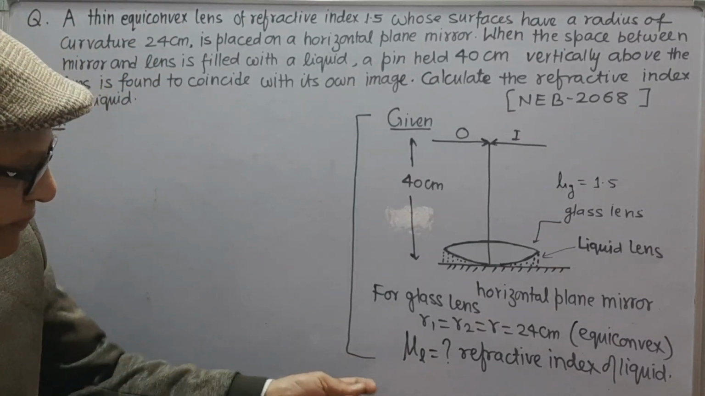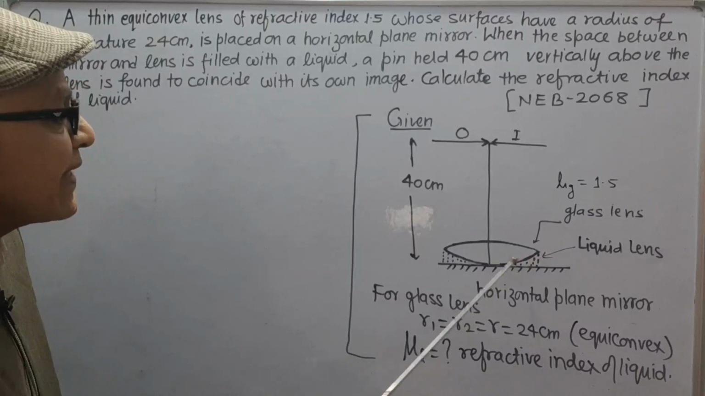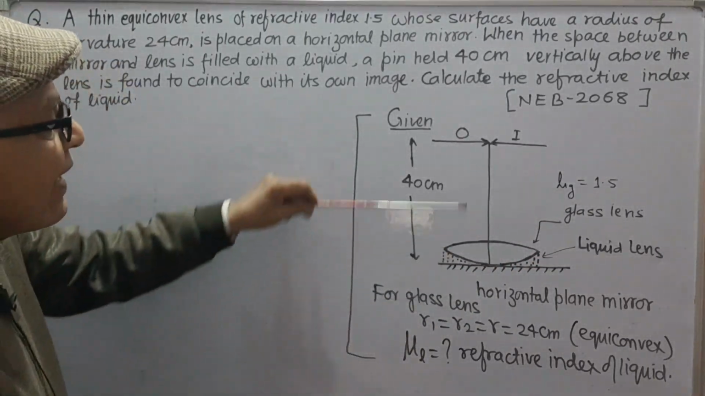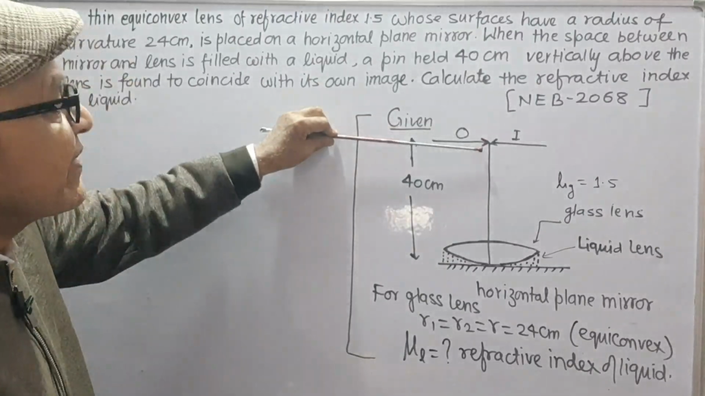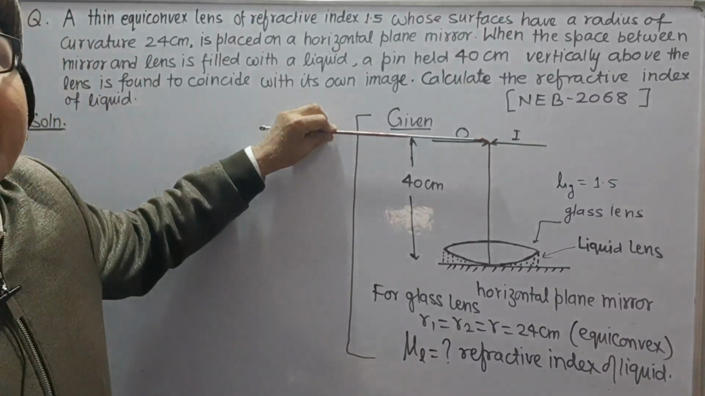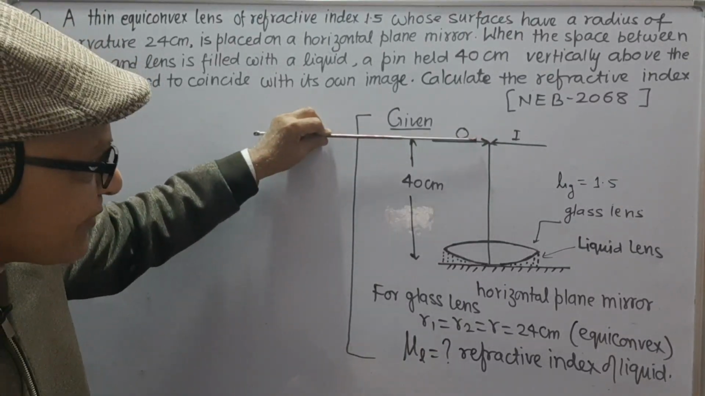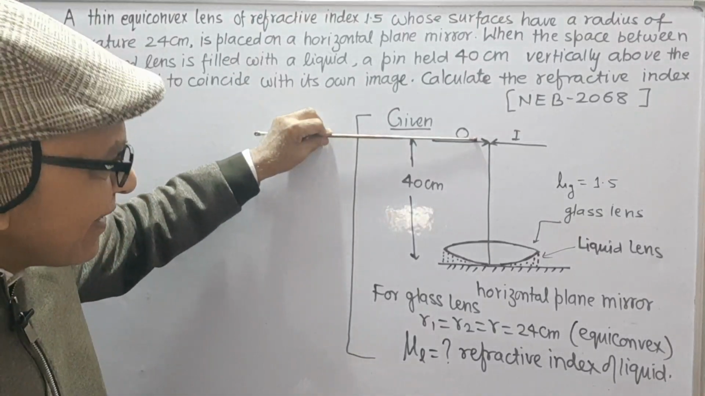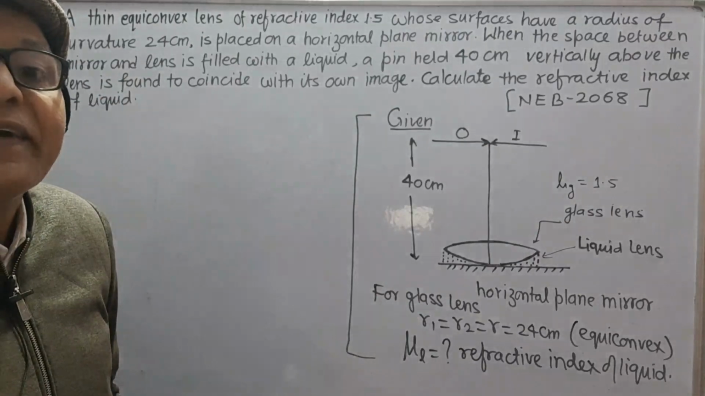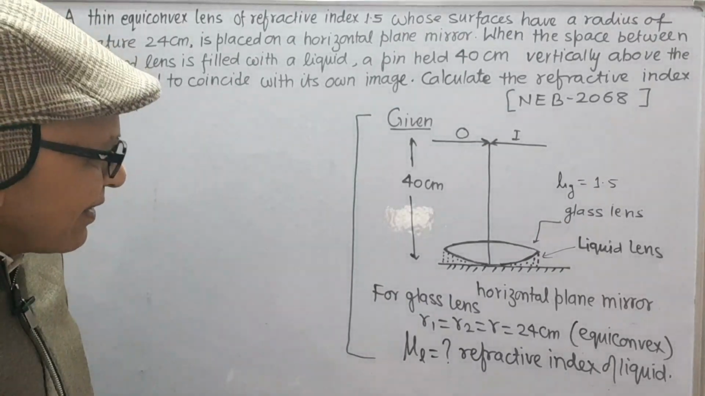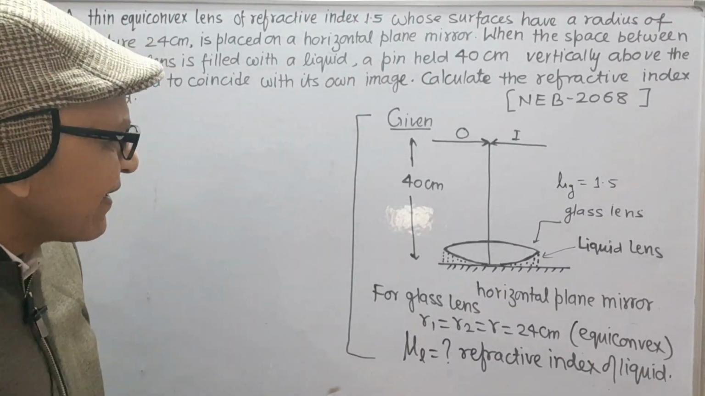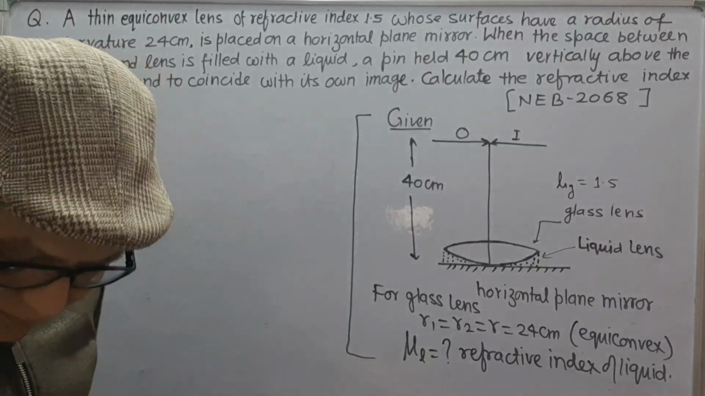The space between mirror and lens is filled with a liquid, and a pin held vertically upwards at 40 cm above the lens is found to coincide with its own image. Means when object is placed at this height, then its image is formed at the same height. Then we have to find the refractive index of liquid, mu L.